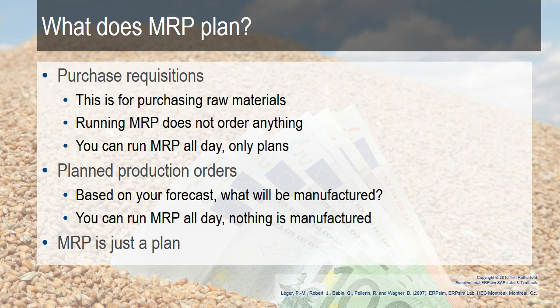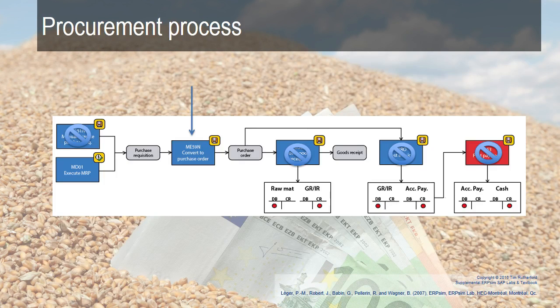There's also the planned production orders themselves. So based on your forecast, what will be manufactured, you'll be planning the ordering, purchase requisitions, and you're planning the production for the planned production orders. And again, MRP is just a plan. So here we're working through the whole production process. We are not going to do some of these other things within the simulation, like accounting and receiving the raw materials. This is all automatically taken care of for you.